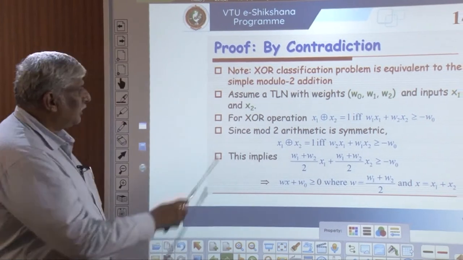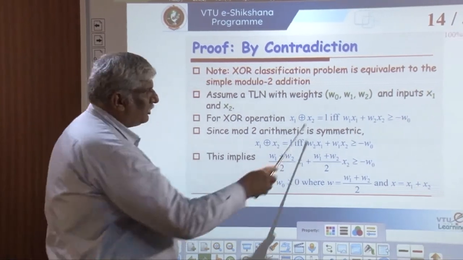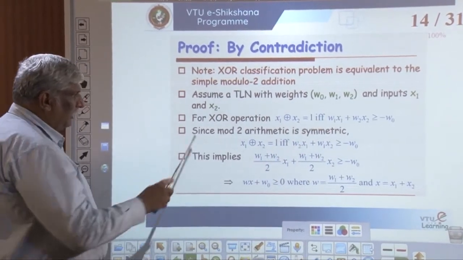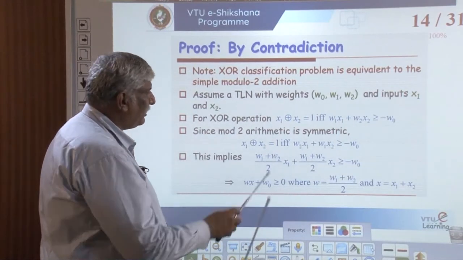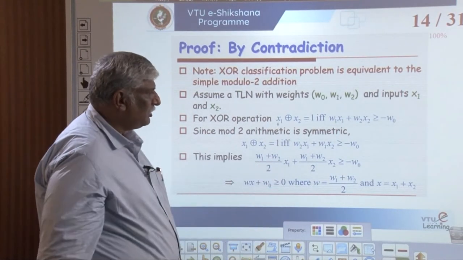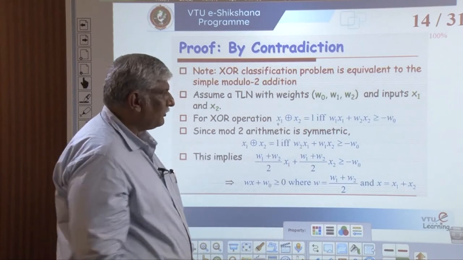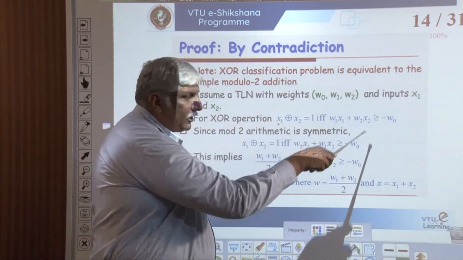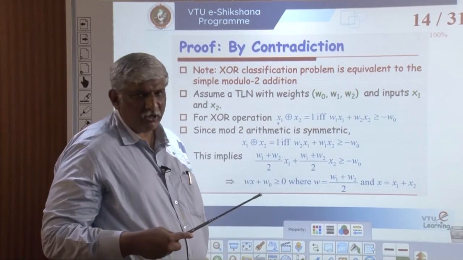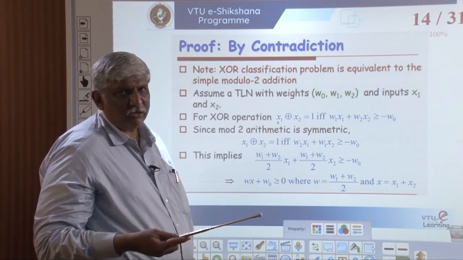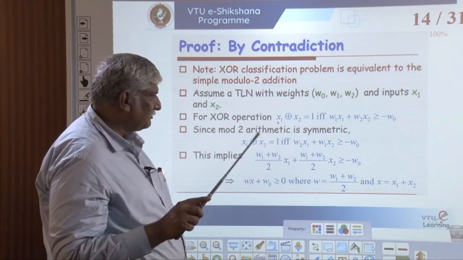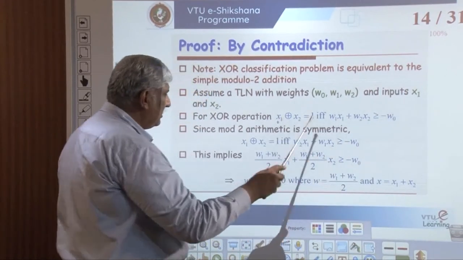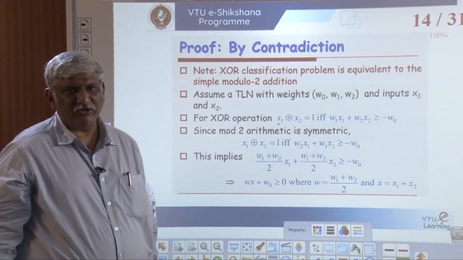So, in this case, assume a TLN with the weights W0, W1, W2, and the inputs are going to be X1 and X2. For the XOR operation, what we have written is X1 exclusive OR X2 will be 1 if W1 X1 plus W2 X2 plus W0 is greater than or equal to 0. Of course, W0 is the weight of the bias, and the bias value we have set as 1, the same assumption we can take. In that case my output is going to be the XOR function.